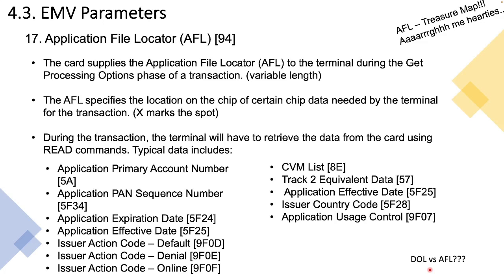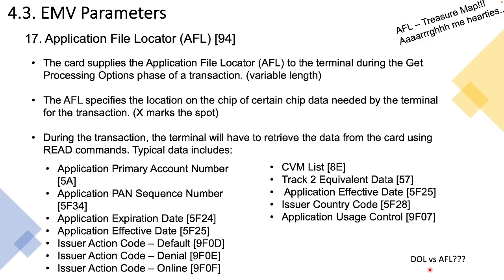Okay. Sorry, there's a bit more. So things like CVM list, which is stored on the card, track 2 equivalent data, which we've mentioned, application effective date, issuer action code, application usage control. So all of these pieces of information the terminal would require to do its risk management, and when it does need this information, it will send a read command to the card, and it would extract the information that it needs. Okay.